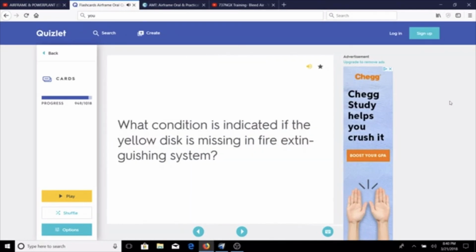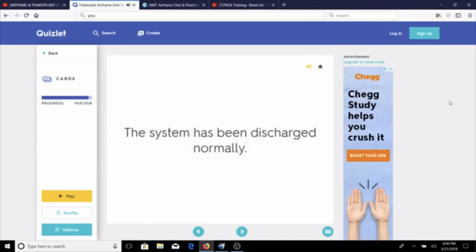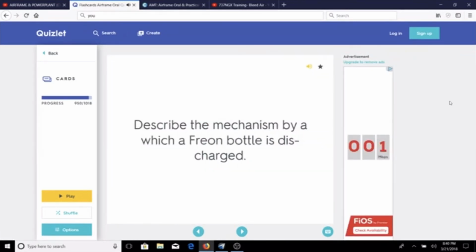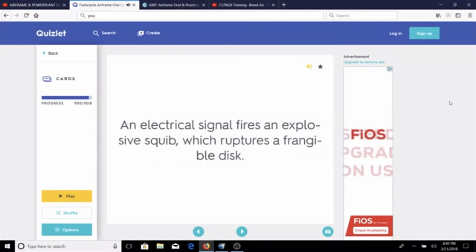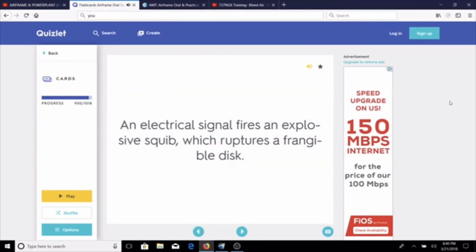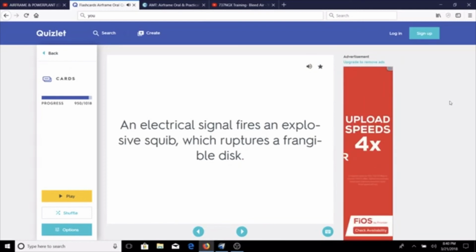What condition is indicated if the yellow disc is missing in a fire extinguishing system? The system has been discharged normally. Describe the mechanism by which a Freon bottle is discharged. An electrical signal fires an explosive squib which ruptures a frangible disc.